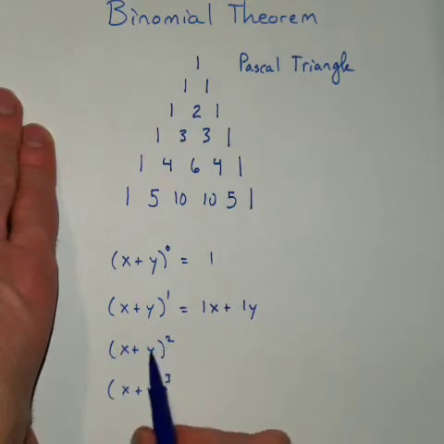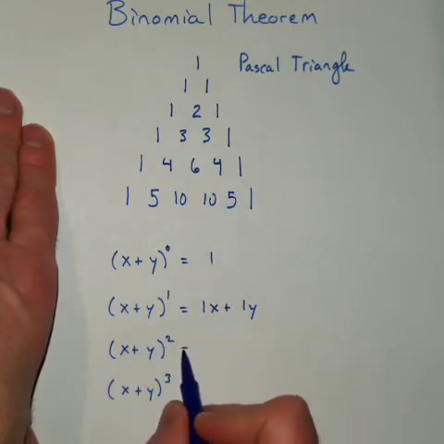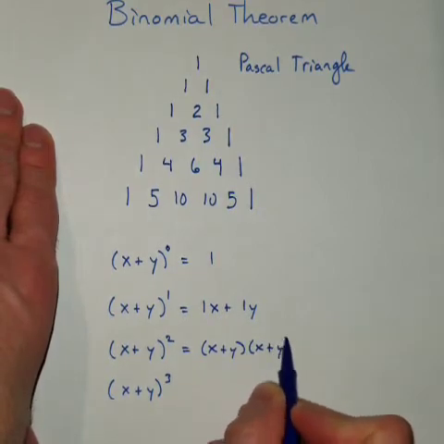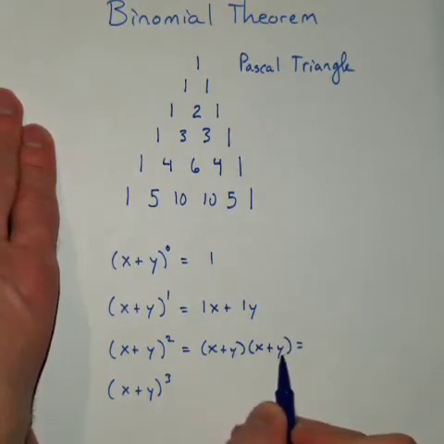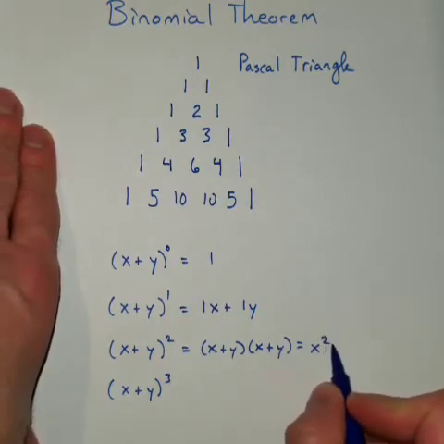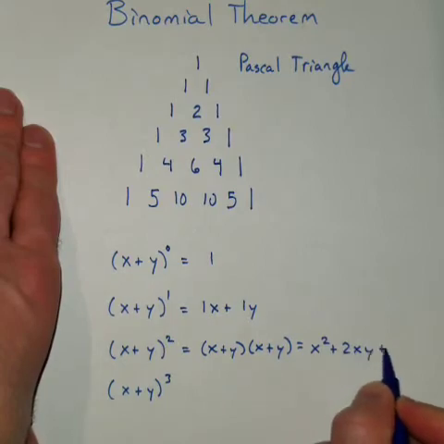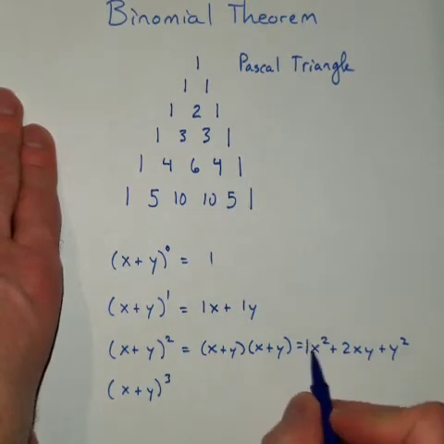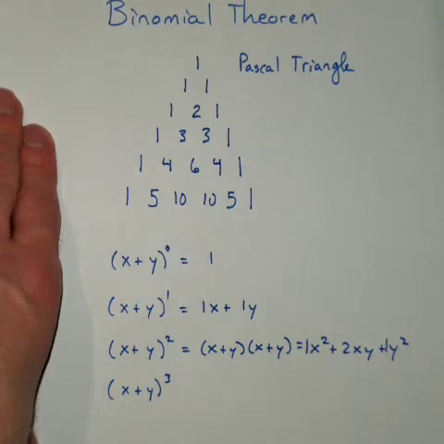Anything squared, a binomial squared, is it times itself, right? So x plus y times x plus y. And if you distribute, you'll end up with x squared plus 2xy plus y squared. Of course, this is 1x squared and 1y squared. I'll stick the 1s in there again.